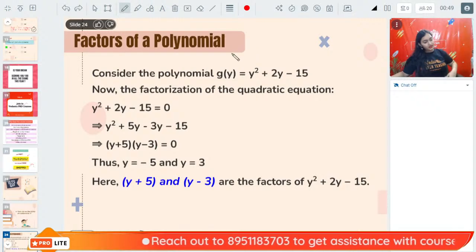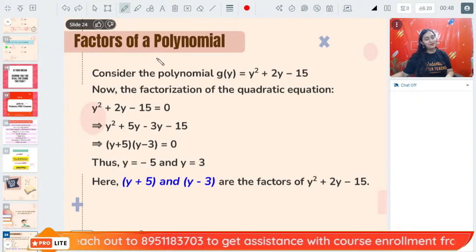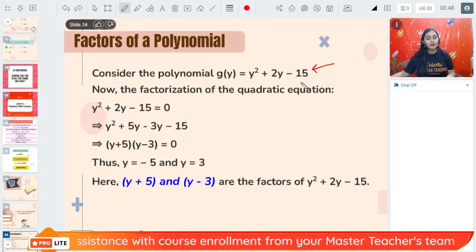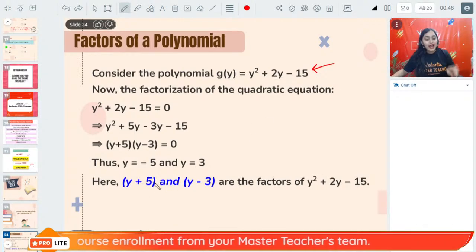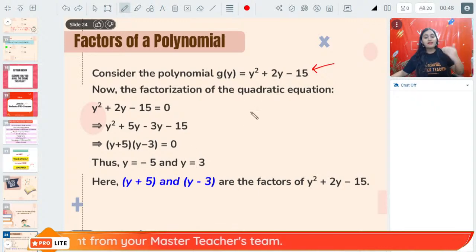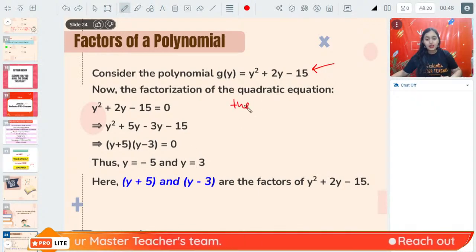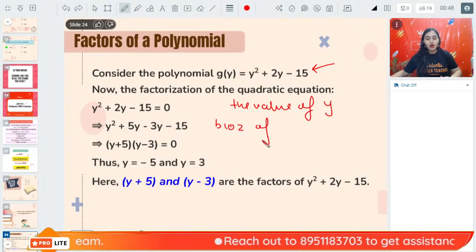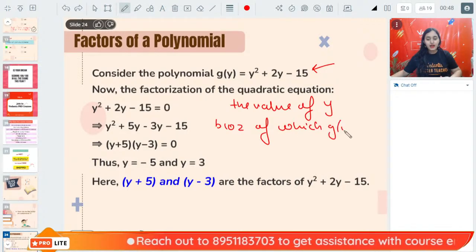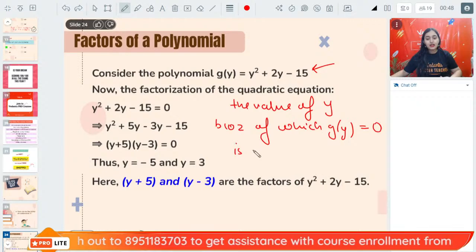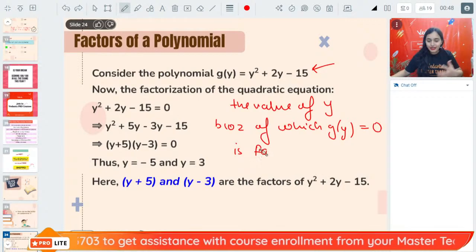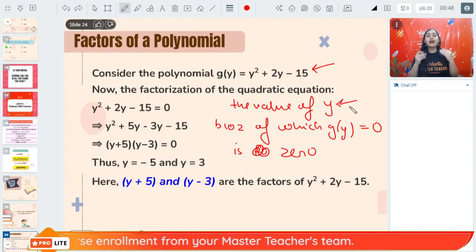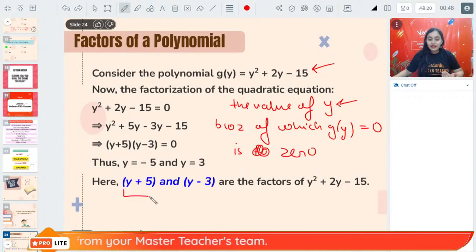Okay. Thank you, Sheetal. Thank you so much, beta. So, what is a factor of a polynomial? If I have a polynomial g(y), y square plus 2y minus 15, then the value of y, because of which g(y) becomes equal to 0, okay? So, the value of y, because of which g(y) becomes 0, is not the factor, it is basically the 0 of the polynomial.